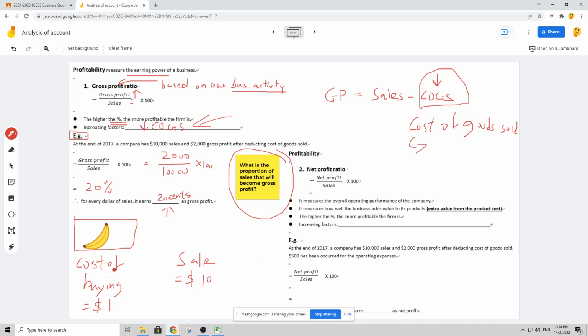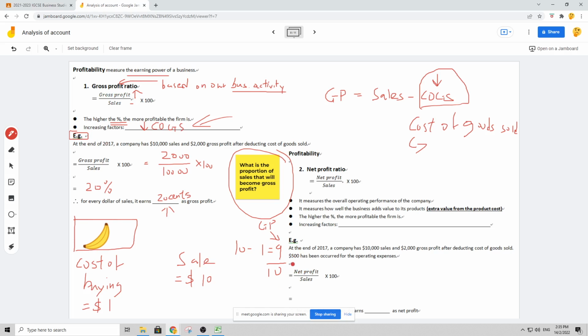But come on, you have your cost of buying, which is your cost of goods sold, and then you have your sale. So basically, you are able to find out, using 10 minus 1, which is $9, and that is your GP. Not global perspectives, but gross profit. And then you use your gross profit over the $10, which is your sales.